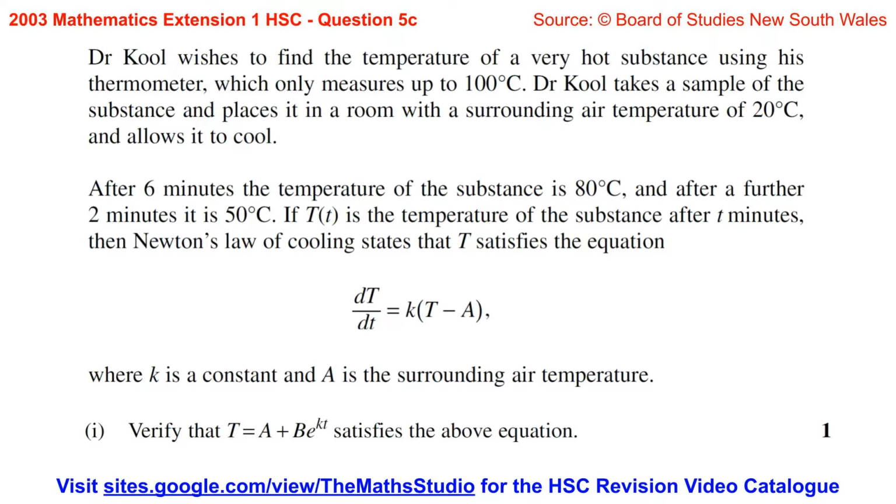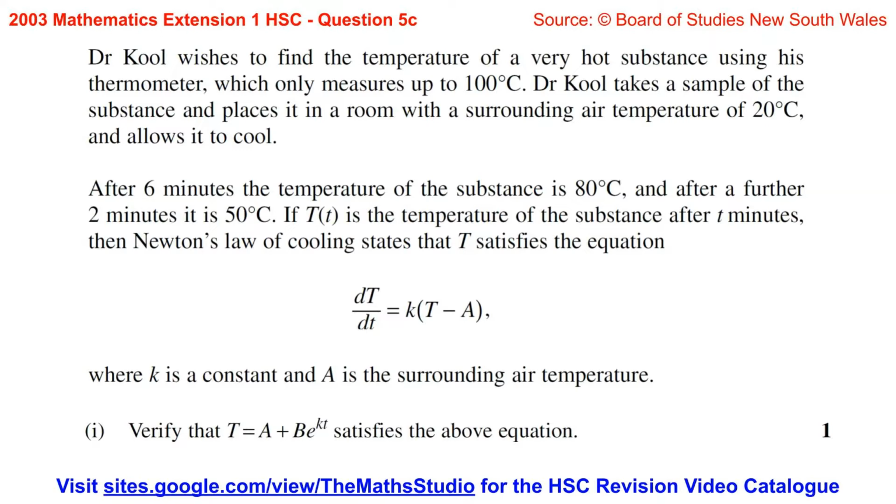After 6 minutes, the temperature of the substance is 80 degrees Celsius, and after a further 2 minutes, it is 50 degrees Celsius. If capital T of t is the temperature of the substance after t minutes, then Newton's law of cooling states that capital T satisfies the equation dT/dt is equal to k times (T minus A), where k is a constant and A is the surrounding air temperature.